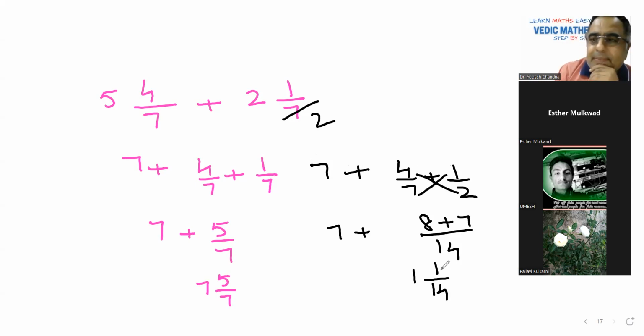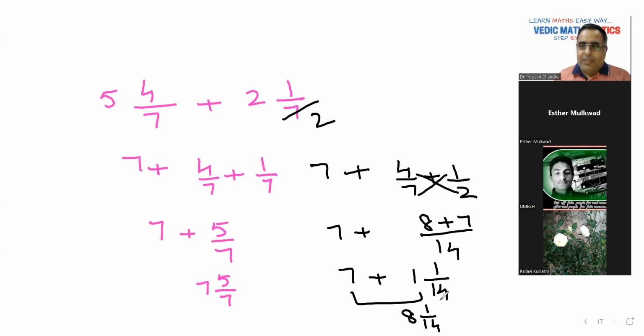7 plus 1 again 8. Yes, Umesh, any doubt in this? No doubt. So 7 and 1 we can add. It would be 8 1 by 14. Yes, Pallavi, any questions you have? No, sir. No question.